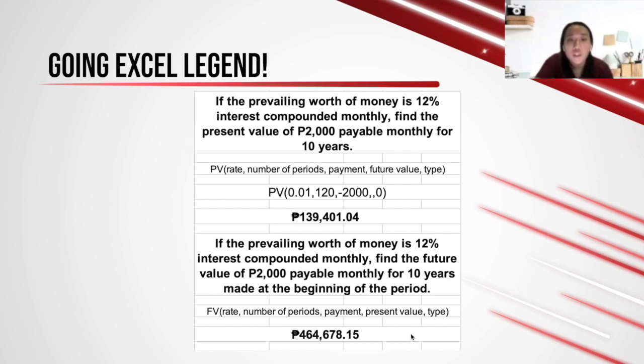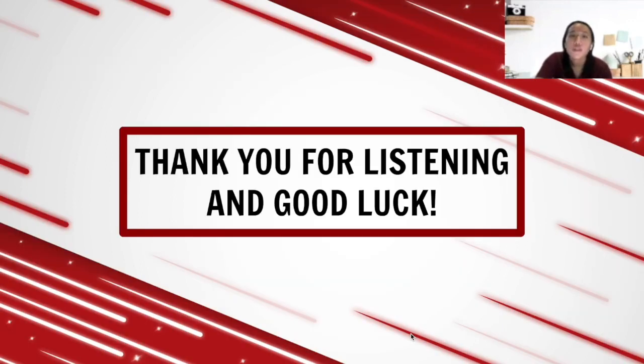Next is the future value of an annuity due. So if the prevailing worth of money is 12% interest compounded monthly, find the future value of 2,000 payable monthly for 10 years made at the beginning of the period. So you input equals FV and fill in these variables. So rate is the same, 0.01. Number of periods is 120. The payment is negative 2,000 and present value is blank. And the type is 1 because it is an annuity due. So we get the same answer of 464,678.15. You can try this out in Excel if you want.